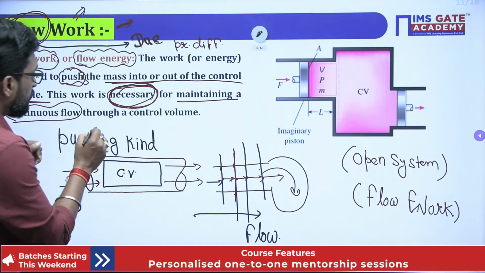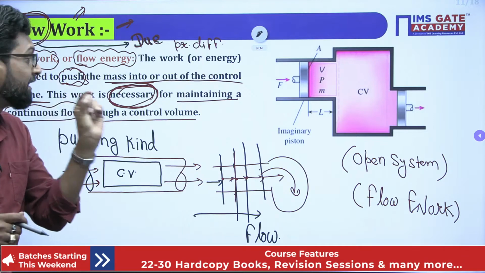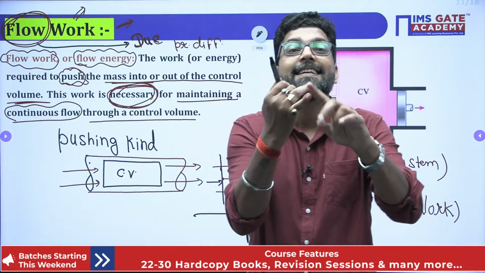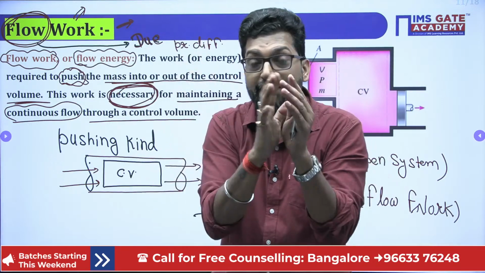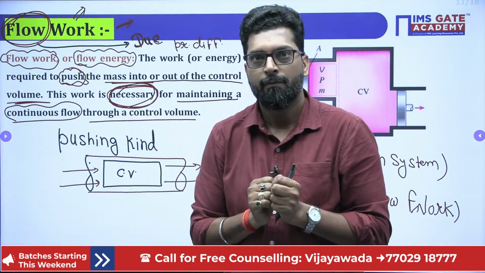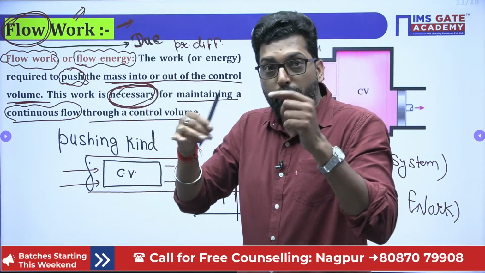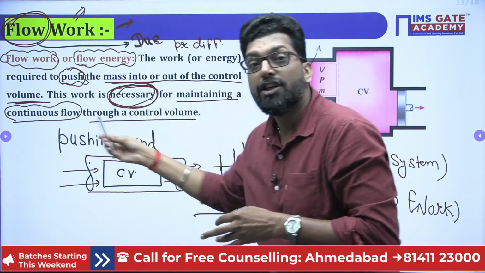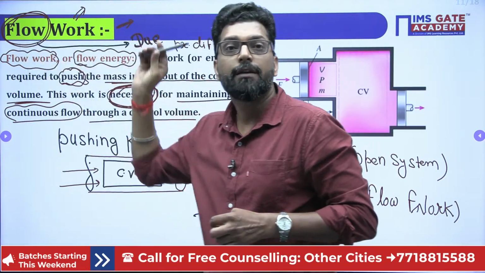Okay. So throughout the control volume, there are a few important lines. What is the important line? It is a pushing kind of work. This is very important. It is not a displacement kind of work. It is a pushing kind of work. Number two, it is pushing kind of work to maintain continuous flow.